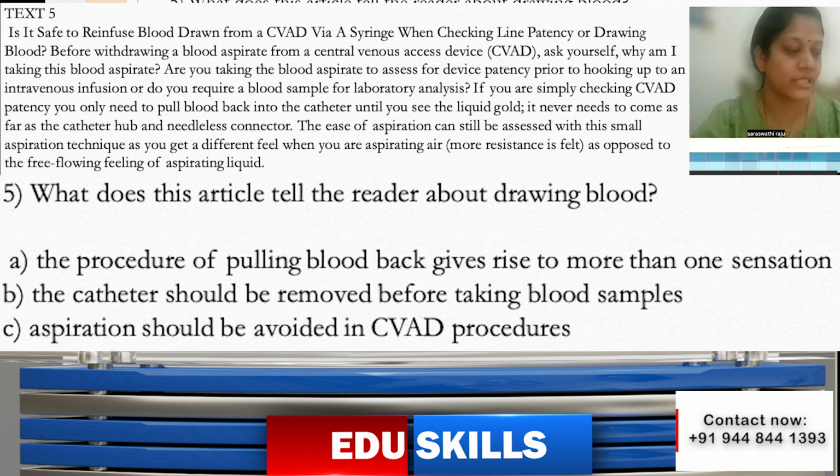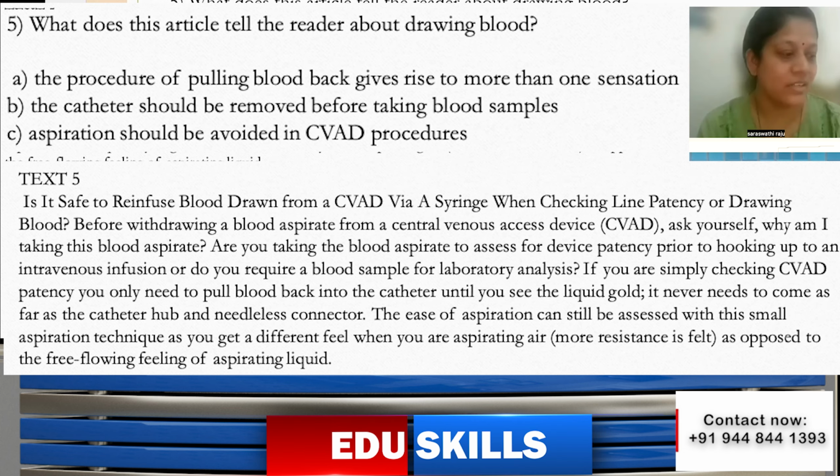So we will go for the text. We will confirm what is written. So text 5: it is safe to reinfuse blood drawn from a CVAD. Okay, this is the abbreviation, via syringe when checking line patency or drawing blood.